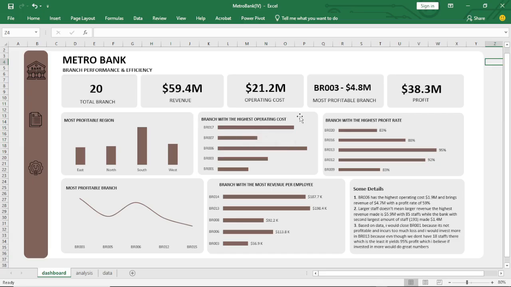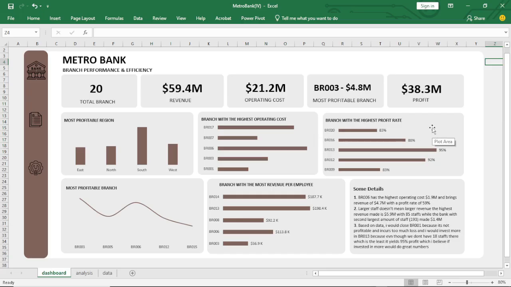Then we have the branch with the highest operating cost. Branch 006 cost Metro Bank the most money to operate.